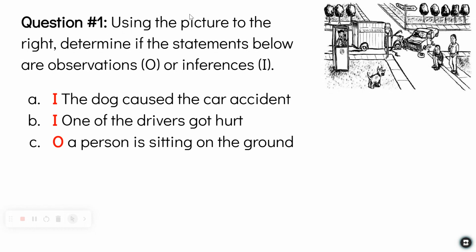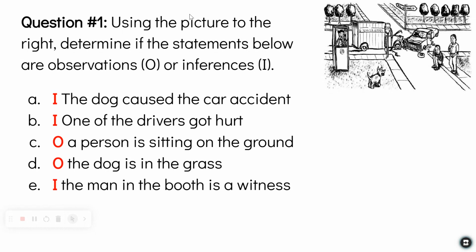A person is sitting on the ground. This is an observation. We know for a fact that there is someone that is sitting on the ground. The dog is in the grass. Again, we know for a fact that the dog is in the grass, so this is an observation. E, the man in the booth is a witness. This is an inference. We know there's a man in the booth, but we don't know for sure, based off of the information we're given, if this man was even paying attention to what happened. F, there is a man in the booth. That is an observation because we know that for a fact.